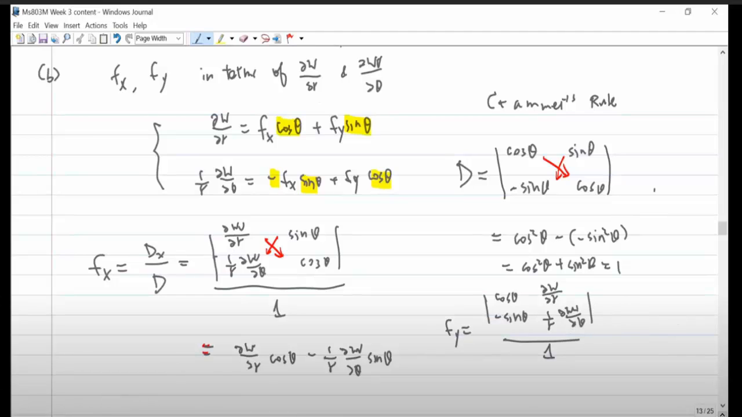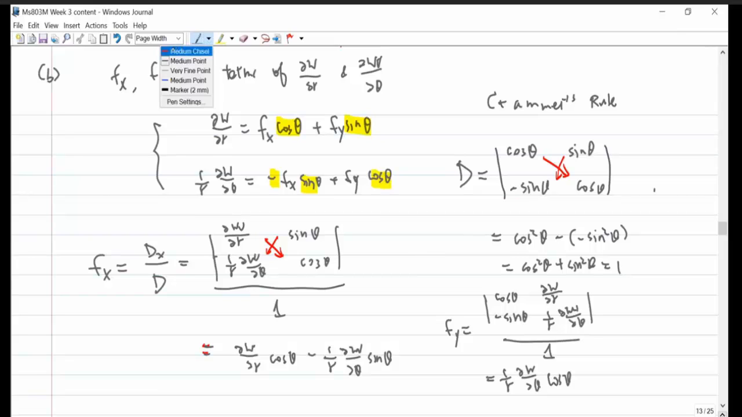So from here, you get, okay, what is this thing now? It is actually 1 over r dw d theta cosine theta, then minus, okay, minus come plus already, right? So this becomes plus now, plus dw dr sine theta.